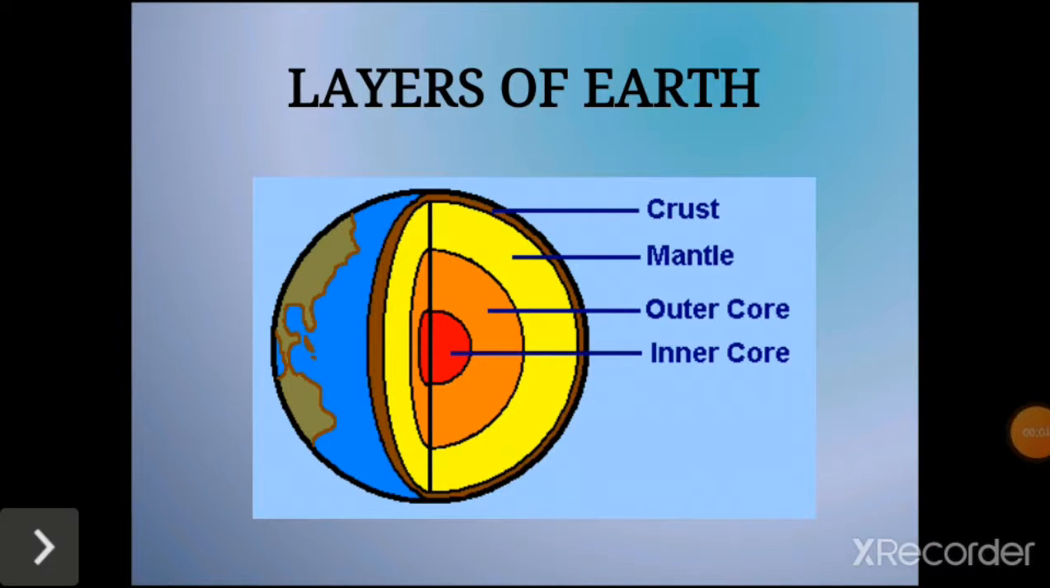The different layers of Earth: crust, mantle, core. In the picture you can see the upper brown portion is the crust, the yellow portion is the mantle, and the core is divided into two parts. The orange portion is the outer core and the inner portion is the inner core. Now we learn about it one by one.